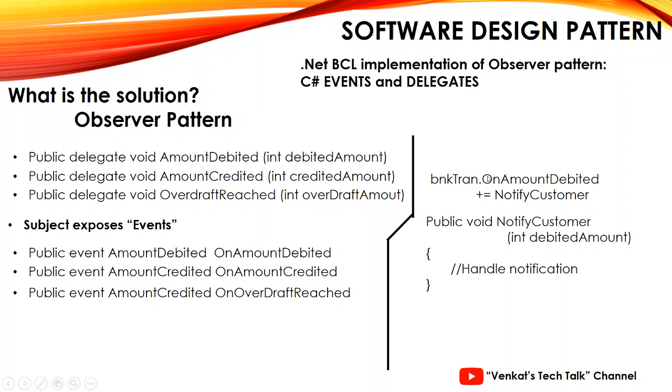Whenever on amount debited happens, we are pointing the reference to a notify customer method. This notify customer is a local method following the signature of this delegate, which is a debited amount of integer. So whenever an amount debited happens within the subject, this method will be instantaneously called. And we can handle what we want to do for those kinds of events, meaning we can handle that and send the notification. I hope this explains the common design problem and the solution provided by the observer pattern.